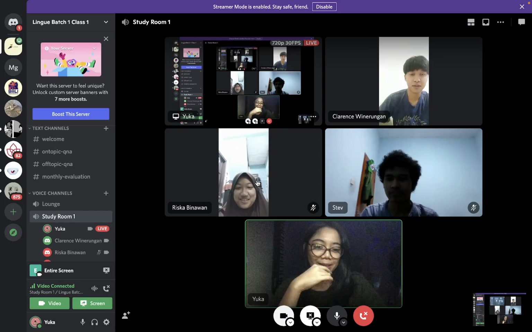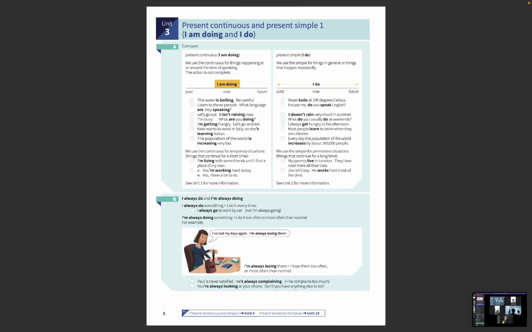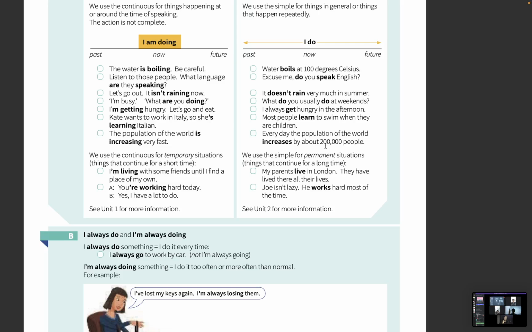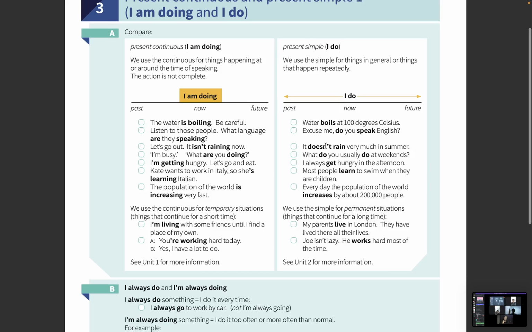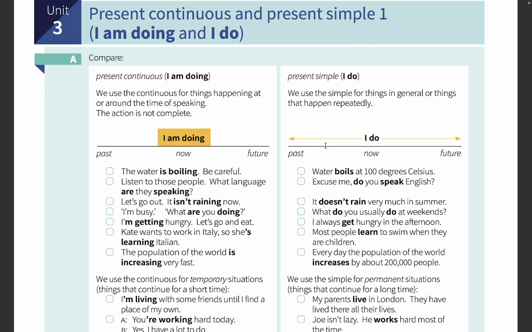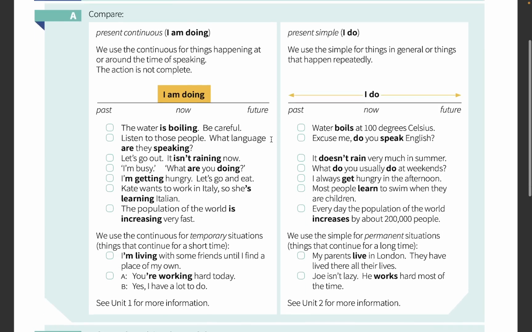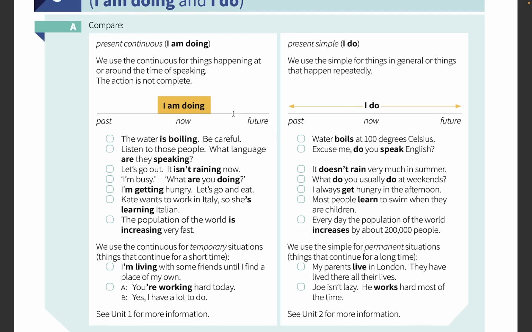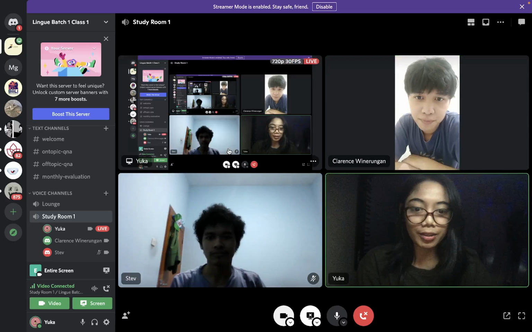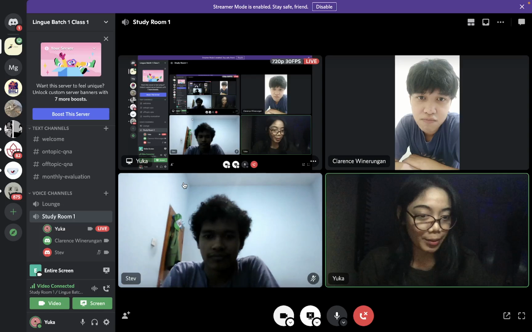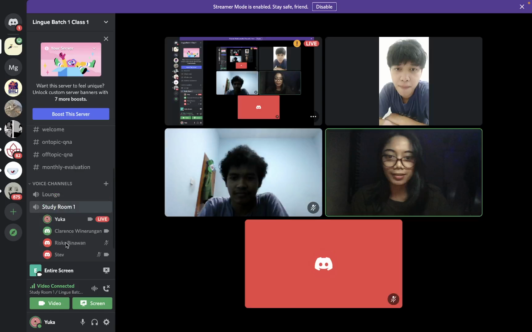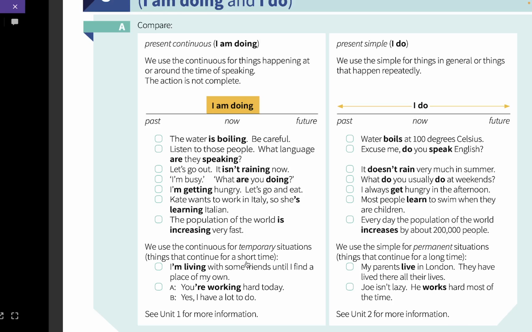I think you guys can see my screen now. Can you see this? Okay, going to zoom in. So we're going to learn this today: present continuous and present simple. I think this is the same as what we've learned last week, correct? Okay, so I'm going to explain the A section. Also, if you guys want to stop me at any time, you can. Oh, where is Rizka? She's gone. Oh wait, she's here. Okay.